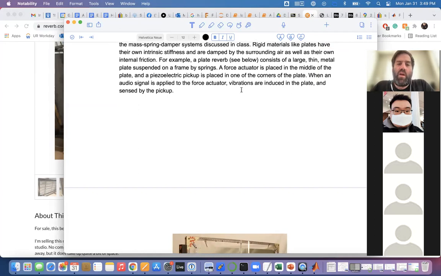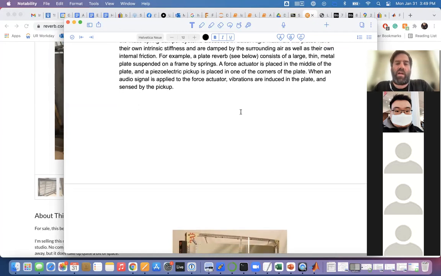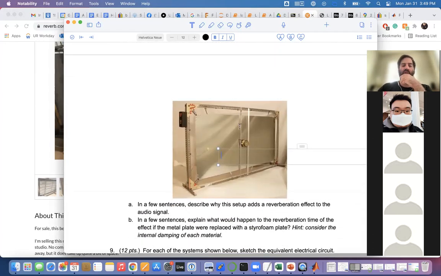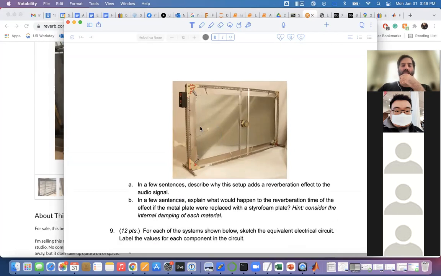For example, plate reverb, see below, consists of a large thin metal plate suspended on a frame by springs. A force actuator is placed in the middle of the plate, and a piezoelectric pickup is placed in one of the corners of the plate. When an audio signal is applied to the force actuator, vibrations are induced in the plate and sensed by the pickup. Okay, this is the force actuator. There's your piezo pickup.